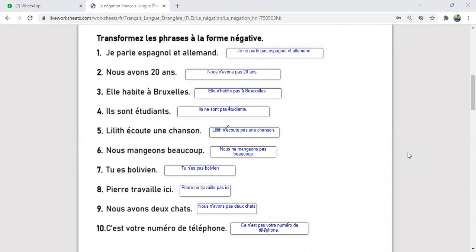Teacher, the 10th meaning, please. Say votre numéro de téléphone. This is your telephone number. Ce n'est pas votre numéro de téléphone. This is not your telephone number. Others?